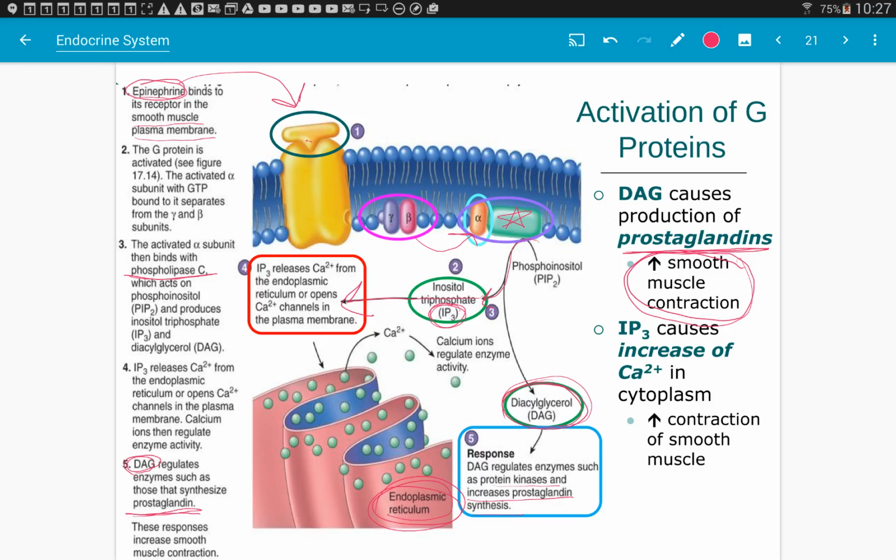Okay? So you're doing 2 things here as a result of epinephrine on smooth muscle. So the response is, well, with both of these things, both with prostaglandin and with this extra calcium, we are going to accomplish smooth muscle contraction. And so prostaglandins themselves, even without the extra calcium, prostaglandins are known to cause smooth muscle contractions.